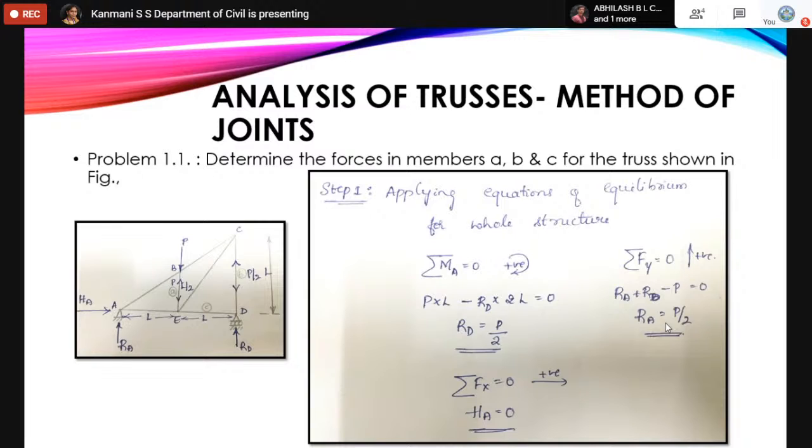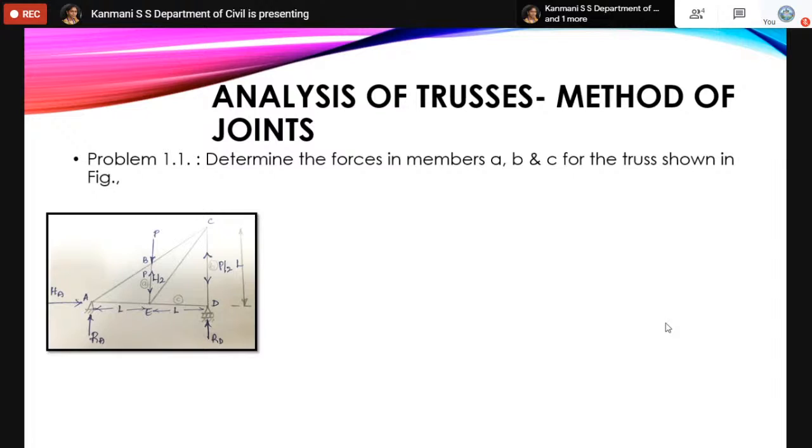This is the first step. The second step is taking each joint. We have to choose a joint where we have only 2 unknowns. As I already told you, since our intention is to find A, B, C, read the question. You have very little time while tackling such problems in the GATE exam. From structural analysis, they may ask 2 to 3 two-mark questions, and 1 to 2 one-mark questions in the GATE. So you don't have much time to solve.